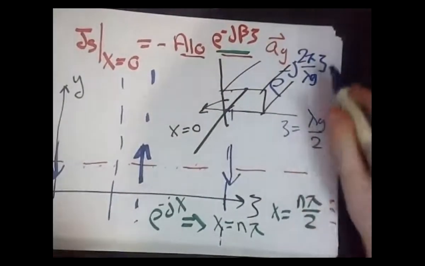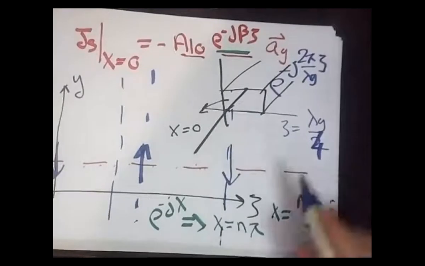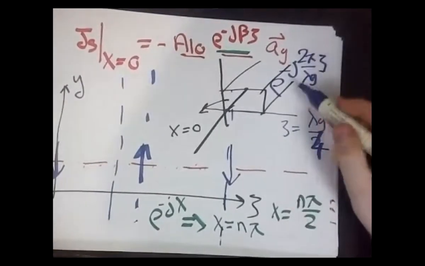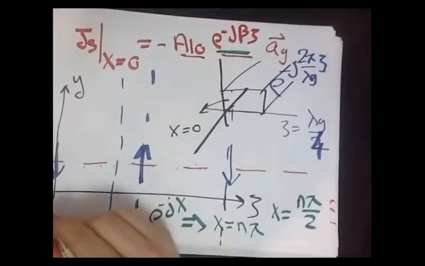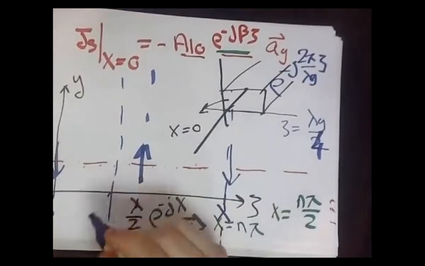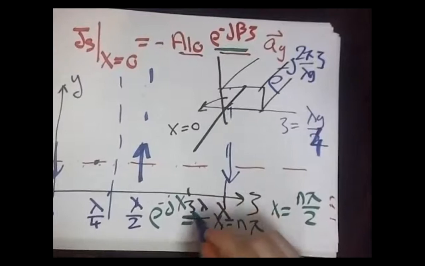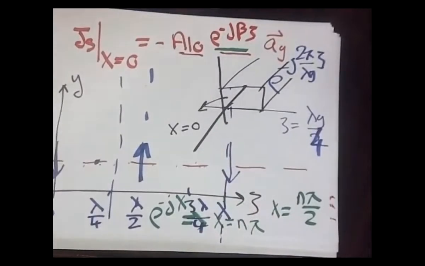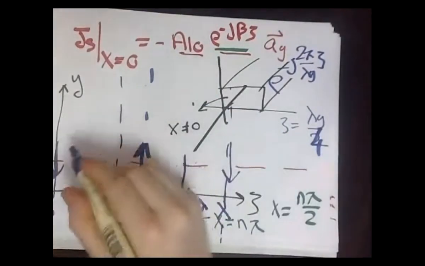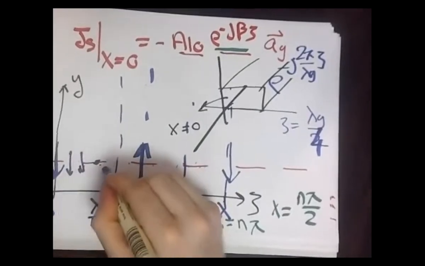Where are your zeros? For example, when z equals lambda over 4, then this will be e power minus j pi over 2, so here this is 0. This is lambda over 2, this is lambda, and here this is lambda over 4, for example. So here you have 0, and for 3 lambda over 4, again you have 0. So these are your zeros. In between, you have an exponential decaying form.